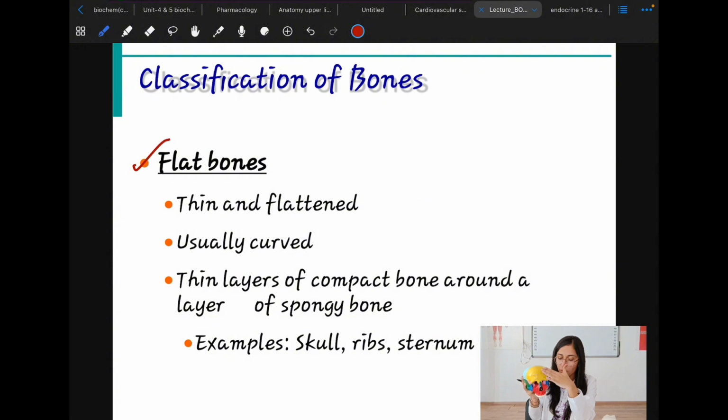The ribs. Let me show you a rib. This is also an example of a flat bone. It is flat, flattened, but it is also curved in structure and shape. Then there is the sternum, the dagger bone. It is also a part of the flat bones.